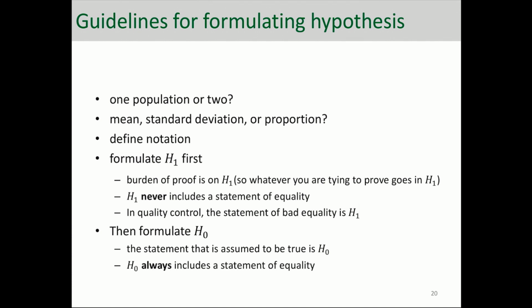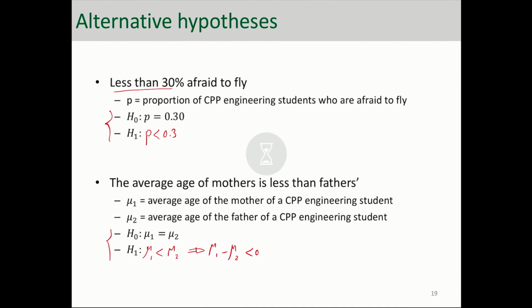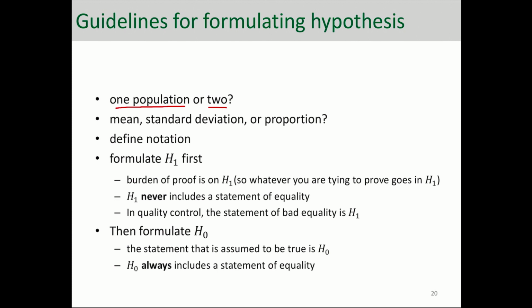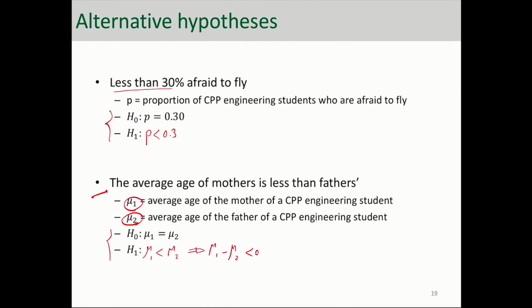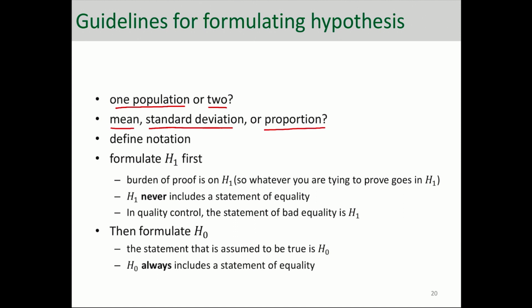First, you have to understand: are you talking about one population or two? In all of these examples, we were talking about one population, except the last one, where we have two populations. So this is the first thing to look at. Are you doing a hypothesis test on the mean, standard deviation, or proportion? Here was, for example, proportion, here was standard deviation, and here was mean. And then you define your notations, basically what is your mu, what is your sigma.